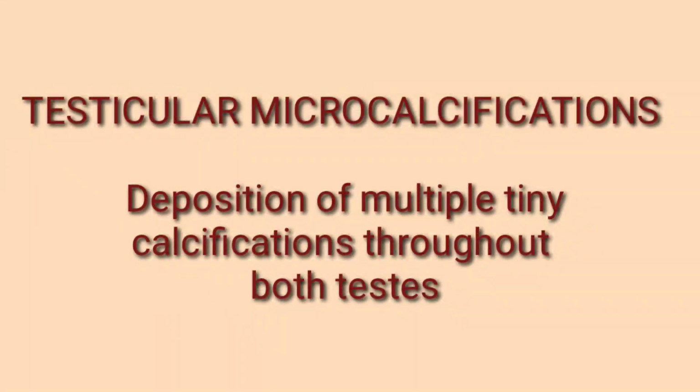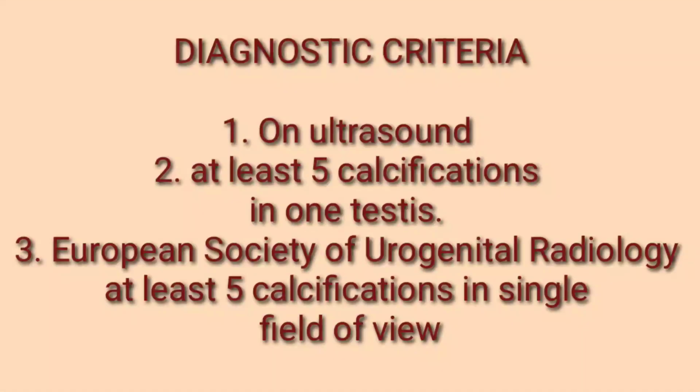Deposition of multiple tiny calcifications throughout both testes is termed testicular calcifications. The diagnostic criterion on the ultrasound is that there should be at least 5 calcifications in one testis, and the European Society of Urogenital Radiology suggests that there should be at least 5 calcifications in a single field of view. Then you can label that case as testicular microlithiasis.